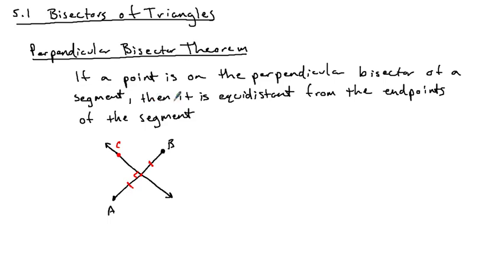then it is equidistant from the endpoints of the segment. So what that's saying is that this distance from C to A and from C to B is the same distance. So if this point is on the perpendicular bisector, then CA equals CB. So what you're looking for in a problem or in a proof or in a picture that you might see is perpendicular, bisected, and then a point that's equidistant from the two endpoints.